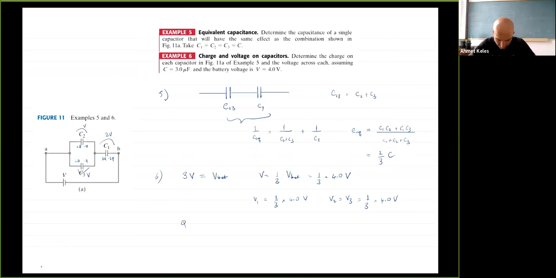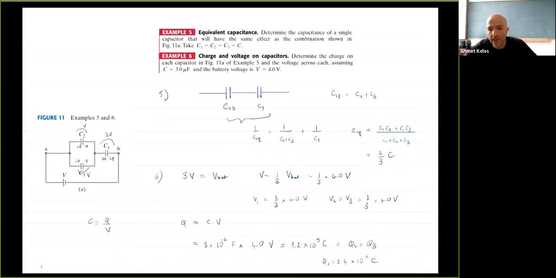Charge Q, okay, I can use C is equal to Q over V. I know C and I know V, then I can calculate Q, which is equal to C times V, which is 3 times 10 to the minus 6 farad times 4.0 volt, and this is equal to 1.2 times 10 to the minus 5 coulomb. And this is equal to Q2 and Q3. These two have the same charge. And Q1 is twice as much. Q1 is equal to 2.4 times 10 to the minus 5 coulomb.